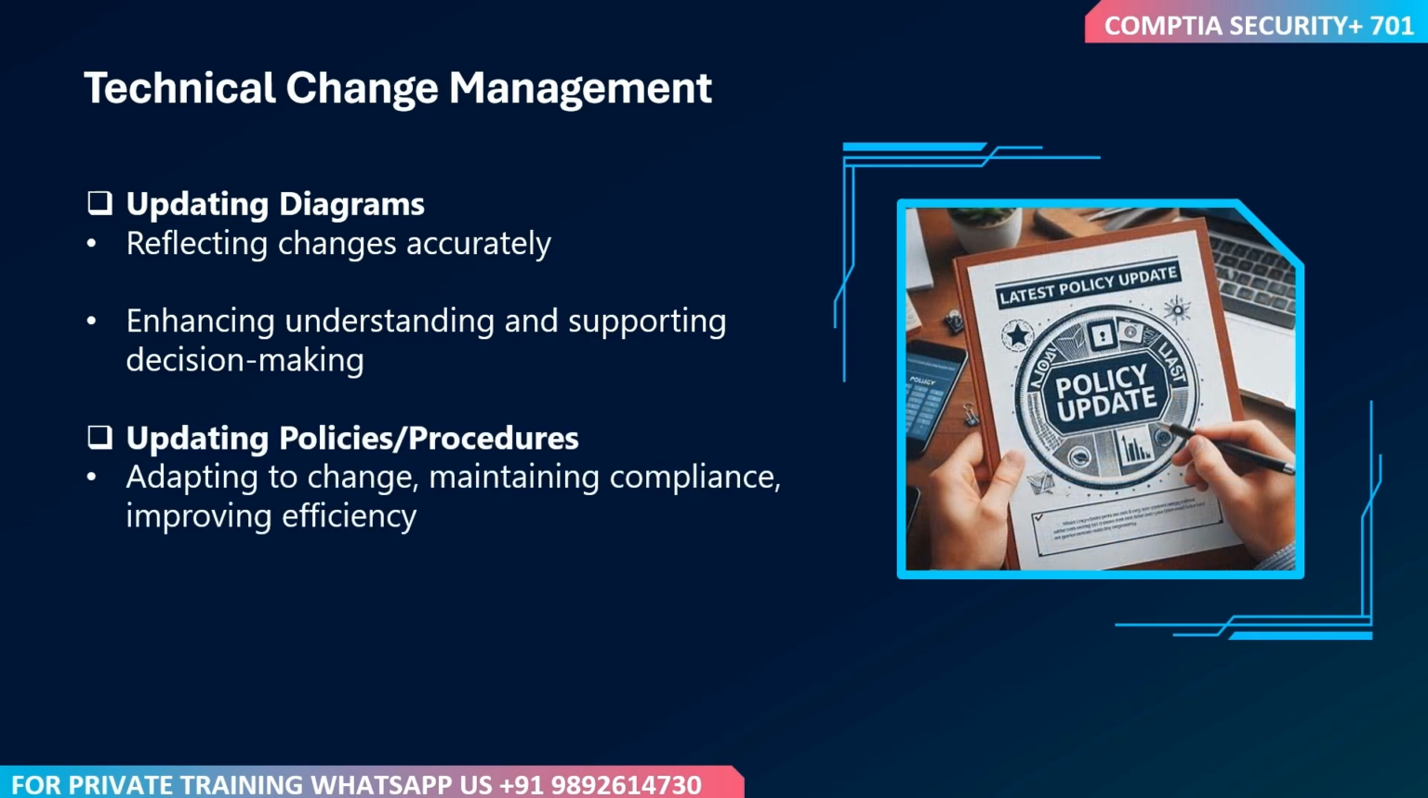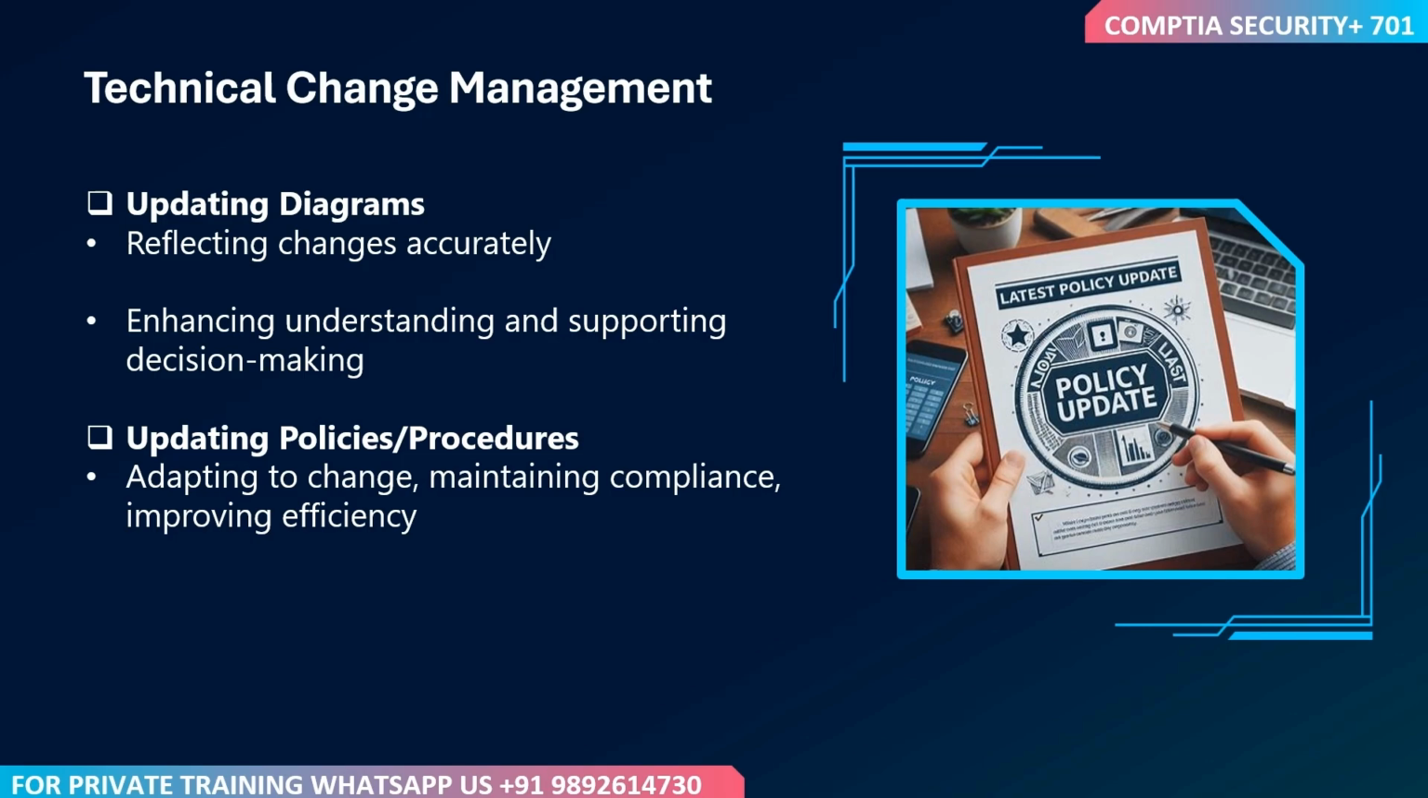Updating policies and procedures. Policies and procedures are guidelines that govern how tasks are performed within an organization. They define the standards, protocols, and best practices to ensure consistency and efficiency in operation. Why update policies and procedures? Adapting to change. In a dynamic environment, policies and procedures must evolve to accommodate new technologies, regulations, or organizational objectives. Regular updates ensure alignment with current practices and requirements.